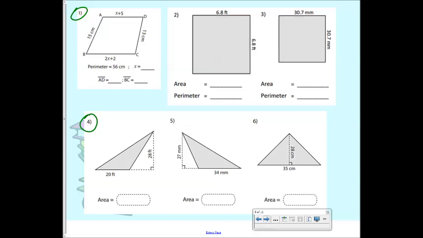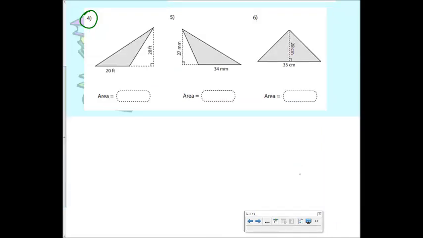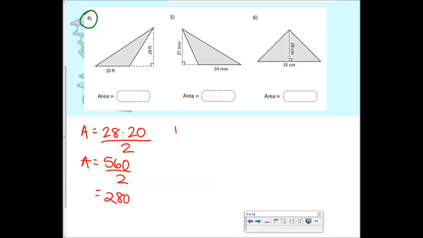Okay, so with this second one, number 4, I saw most people set it up like this for area: 28 times 20 divided by 2, and then you did 560 divided by 2, which is totally fine. Gives you the right answer, which ended up being 280. But if you look at it like this, half of 20 times 28, what's half of 20? 10 times 28, what's 10 times 28? 280. That might be just a little easier to do mentally.